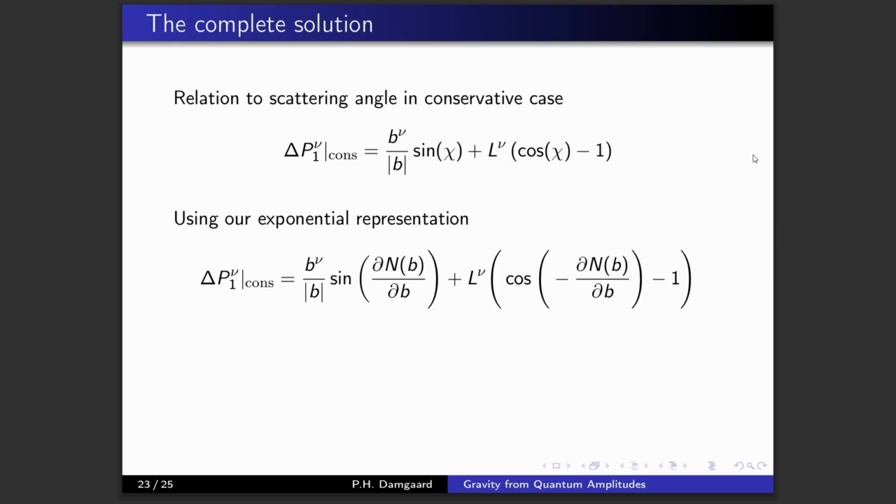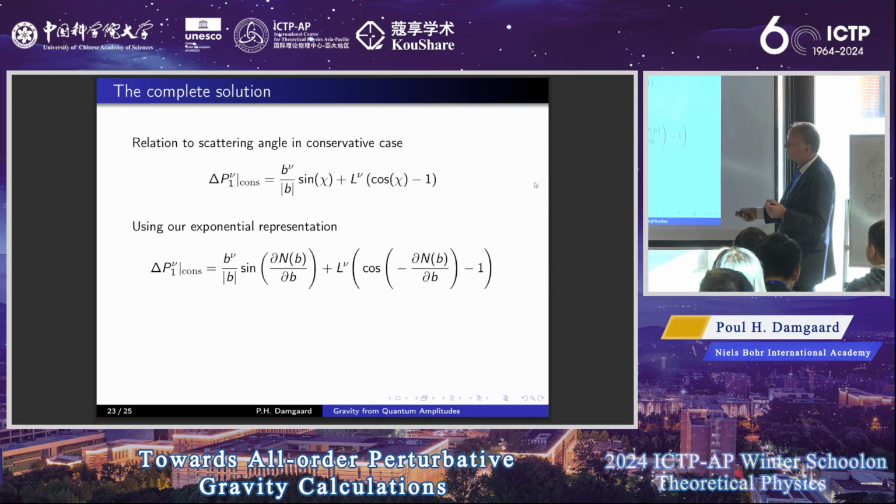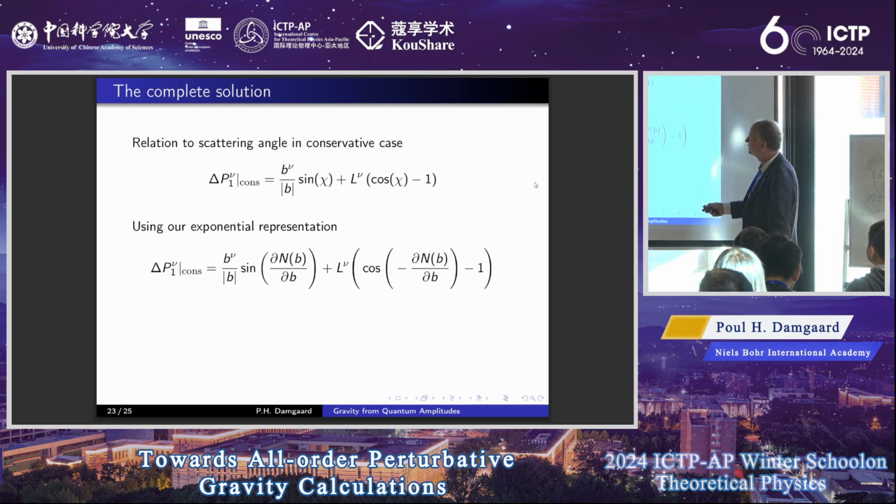We find that delta p can also be written in this form, where n is the thing that went into the exponent of the exponential representation of the S matrix. So n here is like the log of the S matrix. This is just what we get from quantum field theory. Now, we compare these two expressions, and we read off that indeed chi, as we had hoped, is simply the derivative of this n that ended up in the exponent of the S matrix.